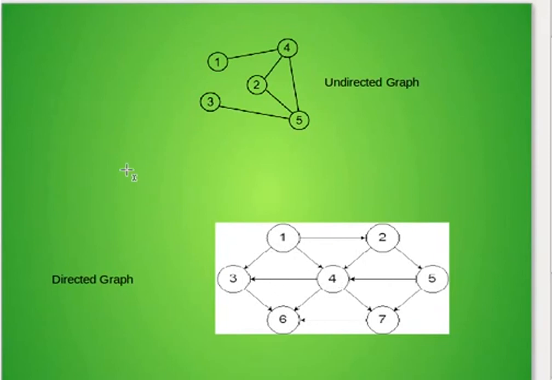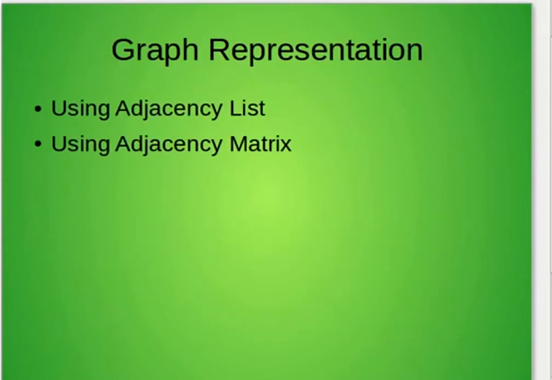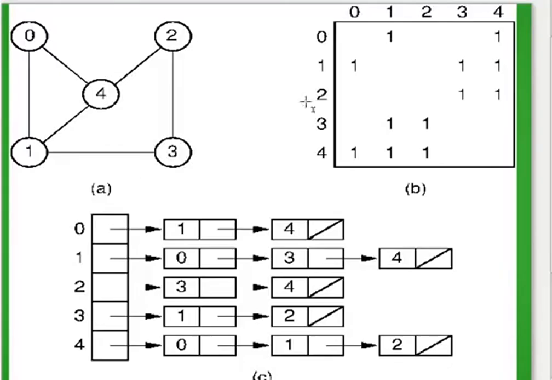There are basically two standard ways to represent a graph. One is using an adjacency list and the other is using an adjacency matrix. First of all, we will see what an adjacency matrix is. It is a 2D array of size V cross V, where V is the number of vertices in a graph. Here 1 indicates that there is an edge from vertex 1 to 0. You can see it in the graph. If your graph contains weights, then you can put the value of the weight instead of 1 here.